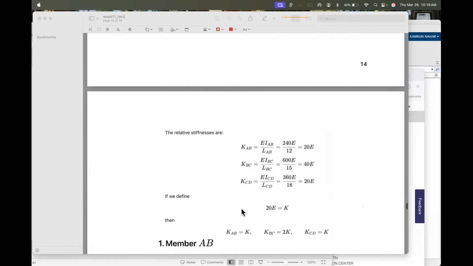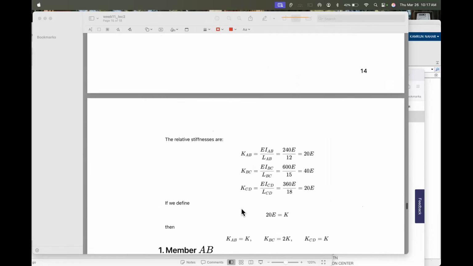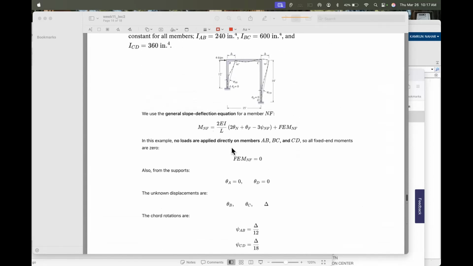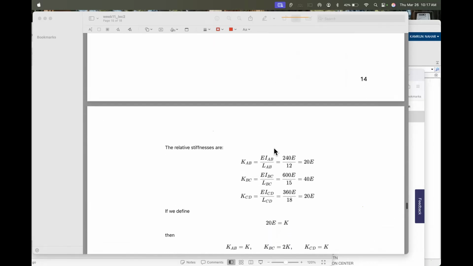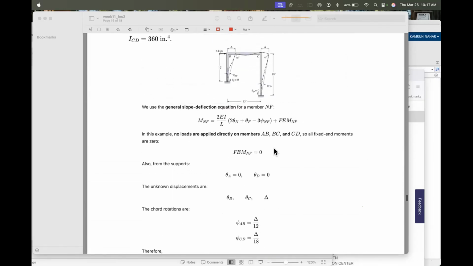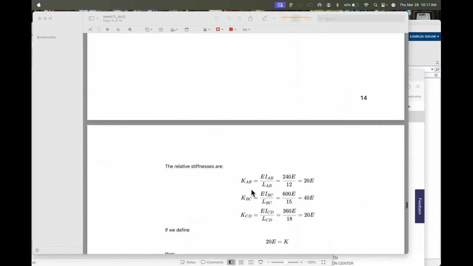And now what we have to do, we need to use, look at this one, we have 2EI by L. Right now for AB, BC and CD bars, I is different. So that's why we are going to use a different notation. We are saying the relative stiffness K_AB for bar AB is EI_AB divided by L_AB. Just write those things.